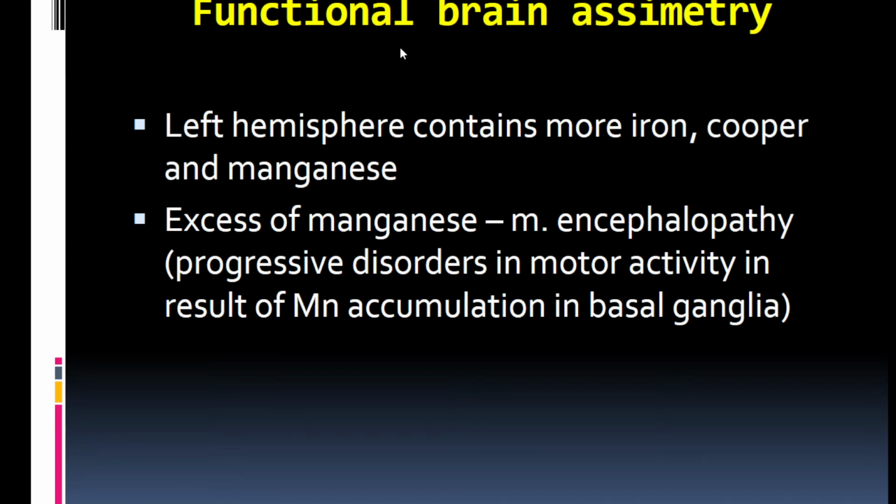It's interesting that functional brain asymmetry, as you remember, where the left hemisphere is responsible for our arithmetic, mathematic possibilities, our thinking, depends on some peculiarities of chemical homeostasis. For example, the left hemisphere contains more iron, copper, and manganese. Excess of manganese causes manganism encephalopathy. It's progressive disorders in motor activity as a result of manganese accumulation in the basal ganglia.